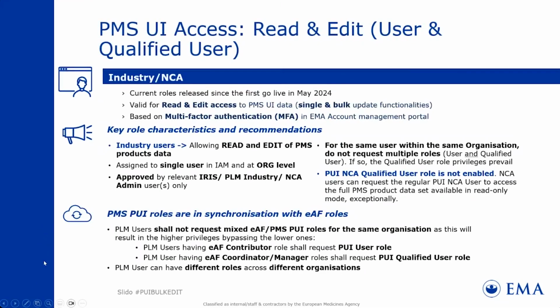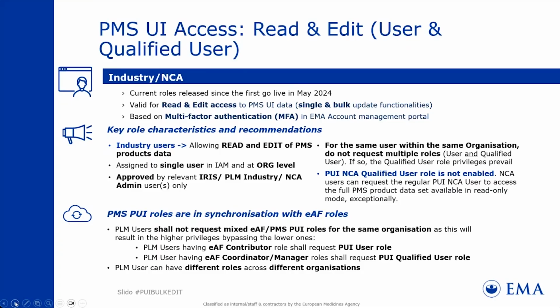Then, once you have nominated and you know who is your administrative user role for your organization, you can decide whether you want to read and edit or only read. In this case, as I mentioned before, since the go live in May 24, we have released 2 types of roles. One is regular user and another one is the qualified regular user. Both of them will give you the possibility to read, as usual, data based on Chapter 5, because there are limitations, as mentioned before, but also edit information. You can now edit with this role with a single update or even with the bulk update. You just need to decide which kind of functionality you want to update your data.